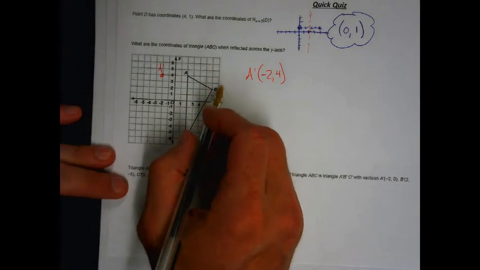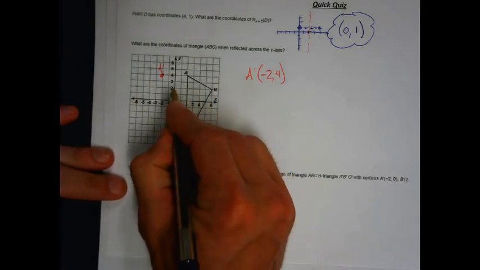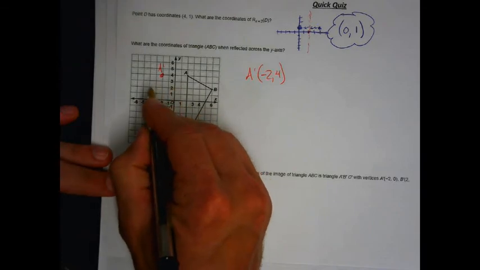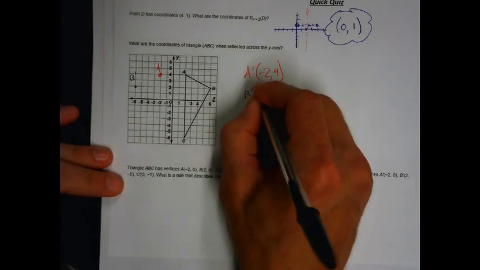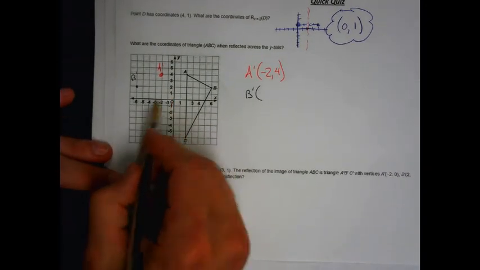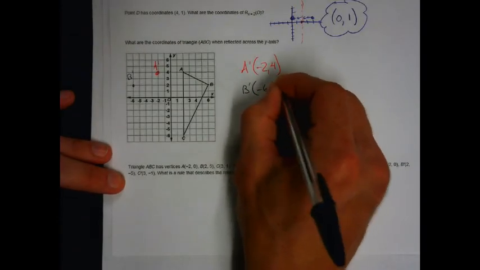Now, what's going to happen to B? Let's count. Can you count? 1, 2, 3, 4, 5, 6 to the line. So 6 more. 1, 2, 3, 4, 5, 6. Here's B prime, way out there. So what are the coordinates for B prime? It's at -6, +2. -6 in the x, +2 in the y.